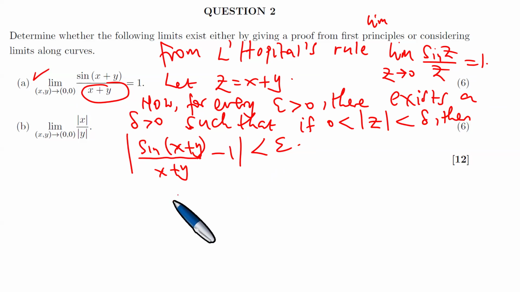Because we just take this one, because we know this limit is one, and then we can just take this function minus the limit, which is one, and it's less than epsilon. Now, for every epsilon positive, there exists a delta positive such that if this is the case, then that is the case. The objective here becomes to find delta that depends on epsilon. So we proceed as follows.